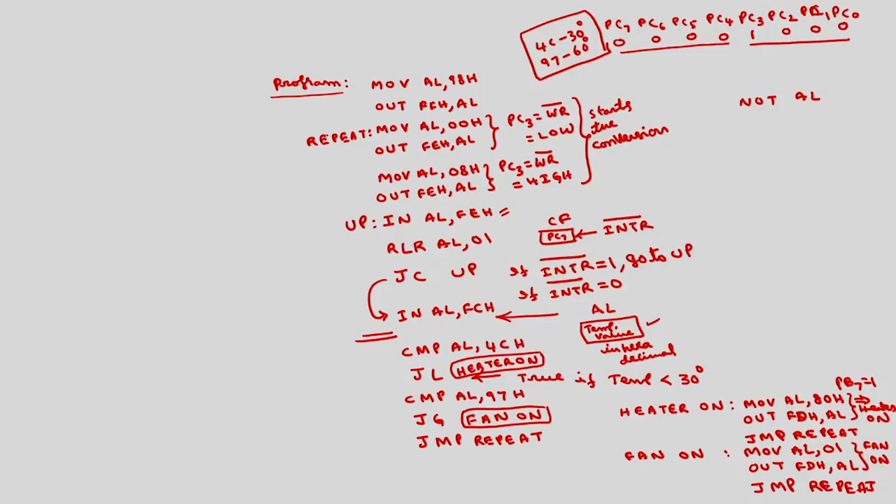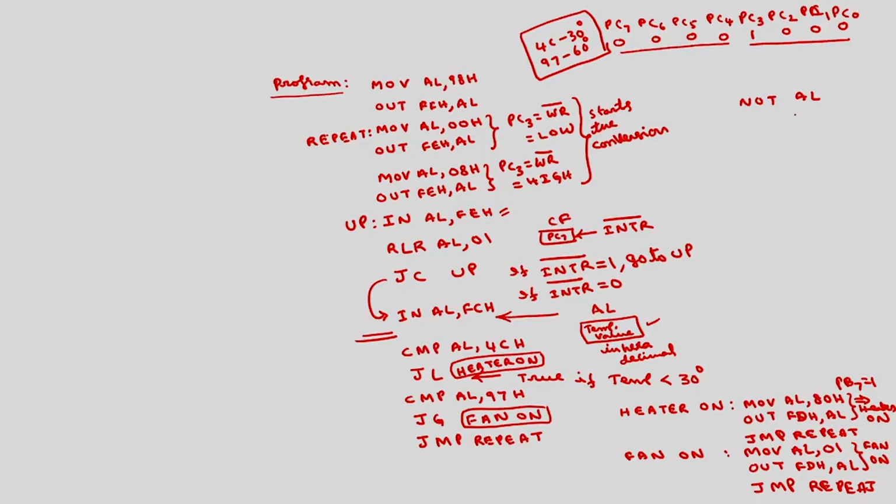If the temperature is highest, then the heater will be operated at low voltages. If the temperature is low, then you have to operate the heater at highest voltages. That is why you are taking NOT AL. So, this AL content will be complemented. This I have to send on to the D to A converter. So, AL is there, you have to output it onto the D to A converter.